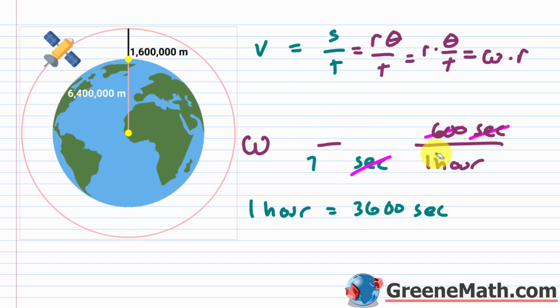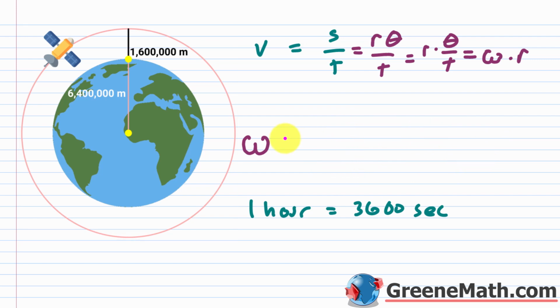Okay, so let me get rid of all this. I'm just going to write this a little bit more neatly. So you could write it like this. You could say pi over 1 hour. And you can leave the radians off. I think it's pretty obvious. Or you could say pi radians per hour like this. Whatever you want to do.